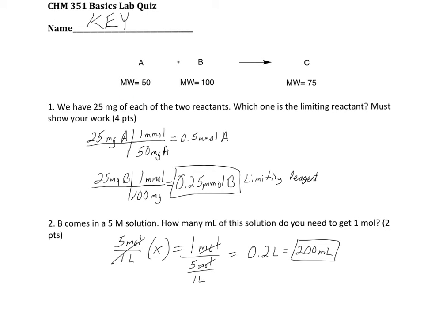So if you take the molecular weights, 25 milligrams of A, molecular weight is given as 50 milligrams per millimole. You're probably used to seeing grams per mole, but if you do milligrams per millimole, it's the same deal. So milligrams cancel out, and you get 0.5 millimoles of A. If you did B, molecular weight's 100 milligrams per 1 millimole, 25 milligrams of B, cross out, get 0.25 millimoles of B. The lesser amount is the limiting reagent, so that's B in this case.